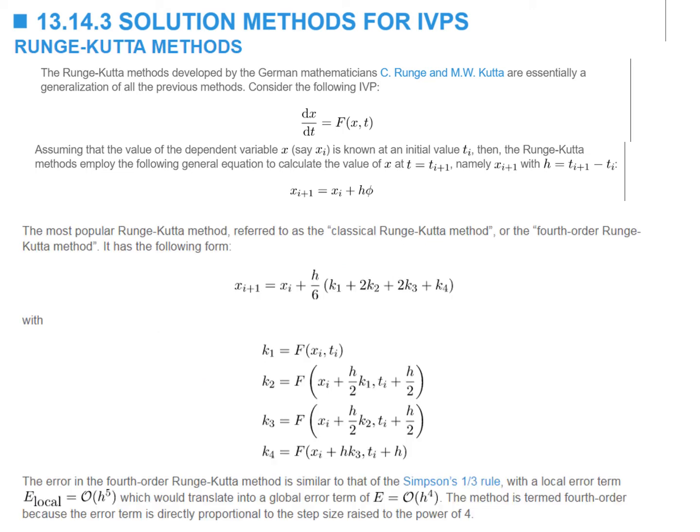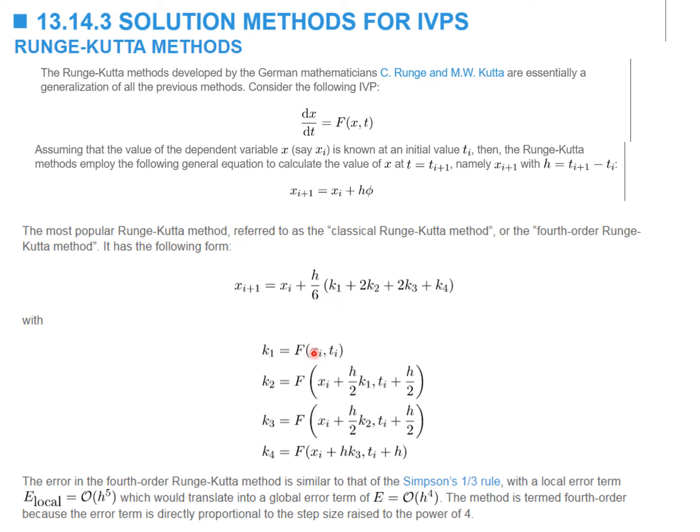We're going to cover another method, which is called the classical Runge Kutta method, or the fourth order Runge Kutta method, which has the following form. x sub i plus 1 is equal to x sub i plus a weighted average of different slopes: k1 plus 2k2 plus 2k3 plus k4. These are all different slopes, and their sum divided by 6 gives us a weighted average of these slopes.